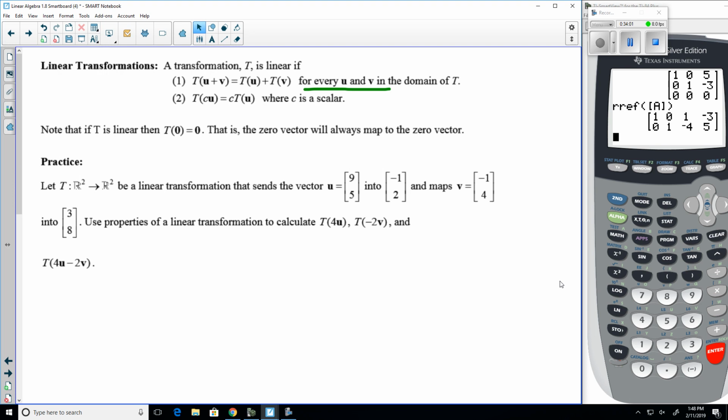The second condition is, can you factor a scalar multiplication out of the transformation? So is taking the scalar multiple of a vector and then transforming it the same as transforming the vector and then taking the scalar multiple of that vector? Is all that the same? Then if you satisfy both of those conditions, it's called a linear transformation. You already know some things that behave this way.